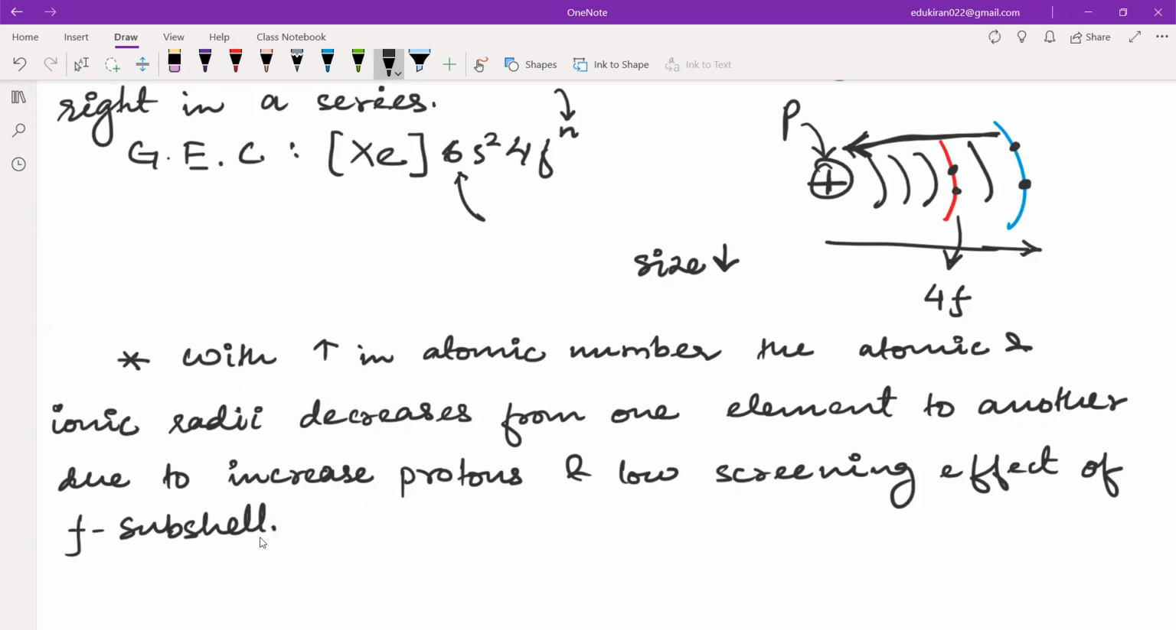So when they ask what is lanthanide contraction, you will first write that with increase in atomic number, the atomic radius and the ionic radii decrease from one element to another, and then you will give the reason: due to increase in the protons and low screening effect of the F subshell. Okay, now write this much.